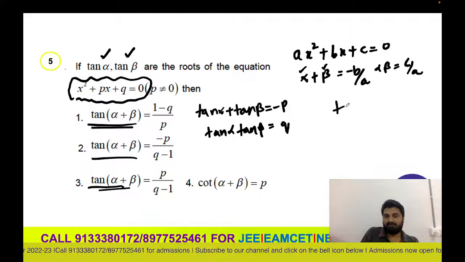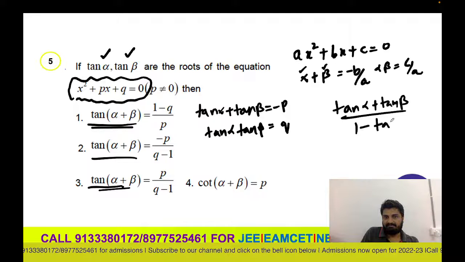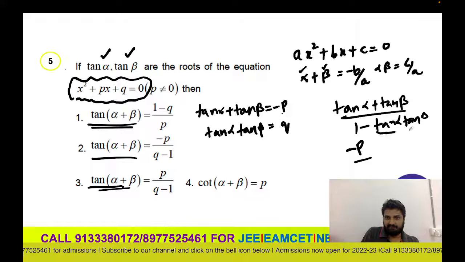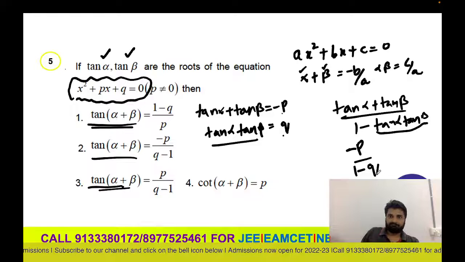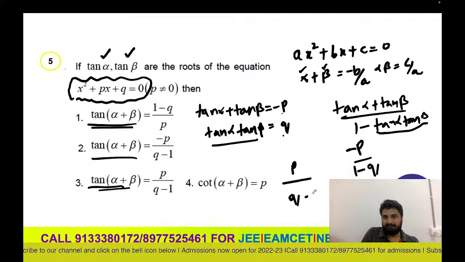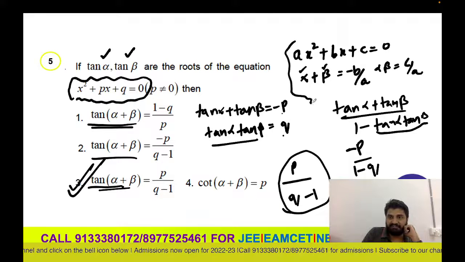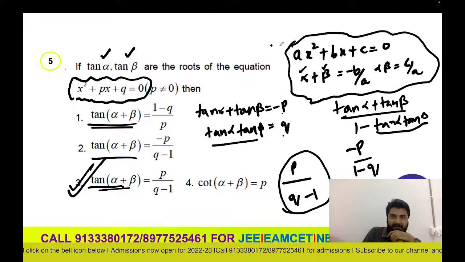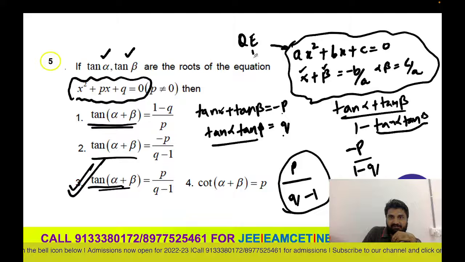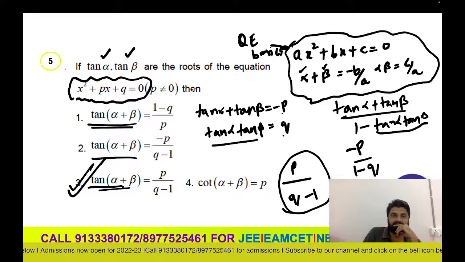So what is tan of alpha plus beta? Tan alpha plus tan beta by 1 minus tan alpha tan beta. Tan alpha plus tan beta is minus P. Tan alpha into tan beta is nothing but Q. So minus P by 1 minus Q, or the negative I can send down, so we will get P by Q minus 1. This is a good question because they are testing us in the basics of quadratic equations, and also in a little bit of trigonometry as well.